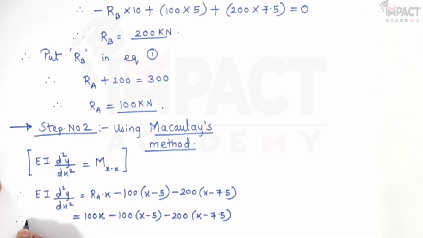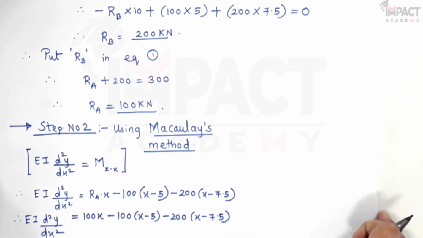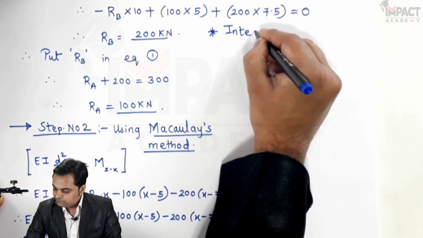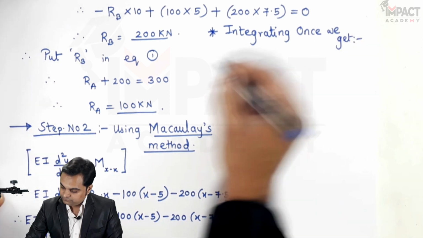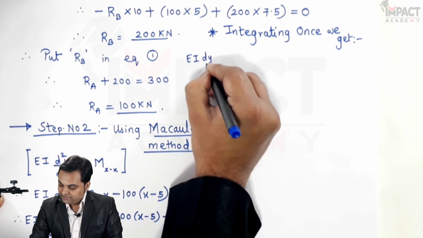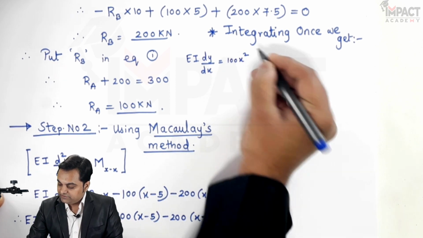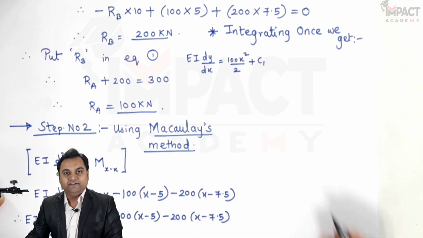Now, here this equation is having the term EI d square y by dx square. So, I would be integrating this equation, and after the integration, I would get here dy by dx. So, I'll mention here that integrating once we get EI will remain as it is. D square y by dx square will become dy by dx is equal to this 100 into x would become 100 x, the integration is x square by 2. Now plus c1, the constant of integration would be added.